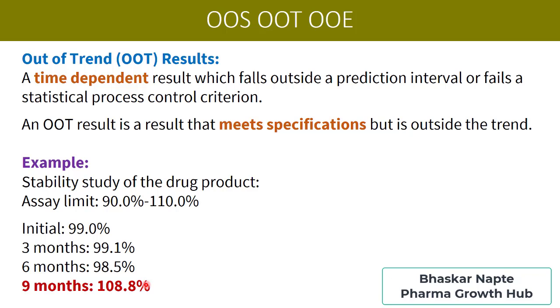And why not OOE? Because this observation is not over a short period of time. This is not an observation done over the same day. It has been acquired over nine months of time: initial, then third, sixth, ninth. So the OOT is applicable here. I hope you now got better clarity about what is meant by OOS, what is meant by OOE, and what is meant by OOT.